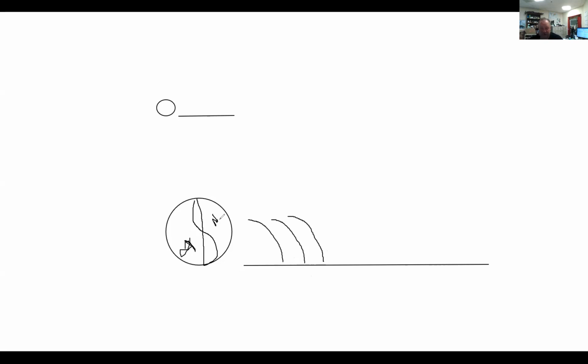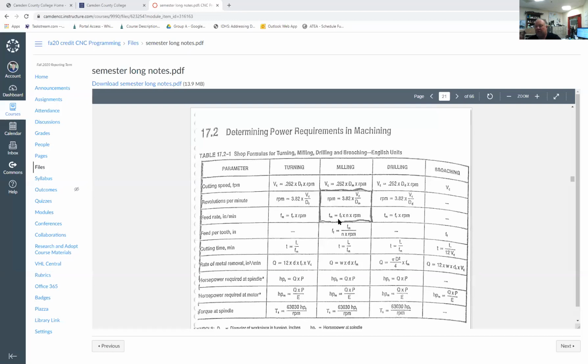You can only put 8 ounces of water in an 8-ounce cup, okay? And tool size determines the size of the flute. So of course, a larger tool could take more material, all right? So we need to determine chip load based upon the size of the tool.